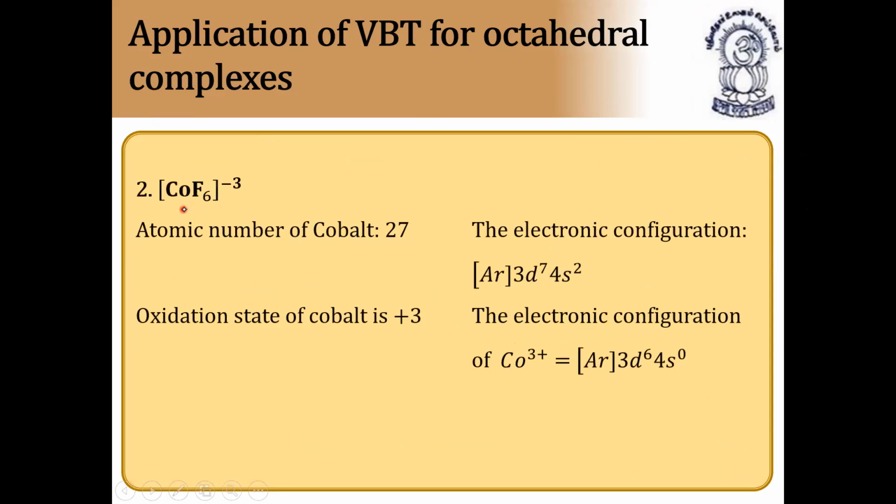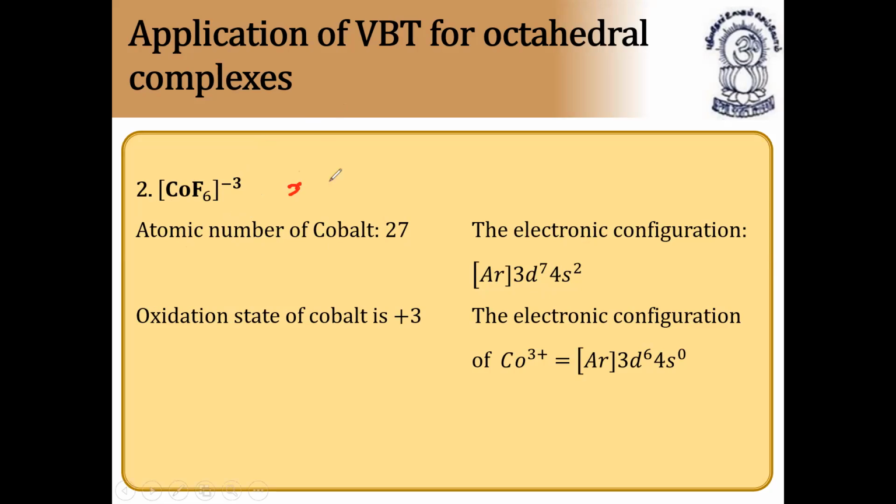Next, let us see this compound, cobalt hexafluoride 3-, that is hexafluorocobaltate. The atomic number of cobalt is 27, as we already know. The electronic configuration is argon 3d7 4s2. And the oxidation state, since it is -3, how to calculate oxidation states, I already showed in the first video itself.